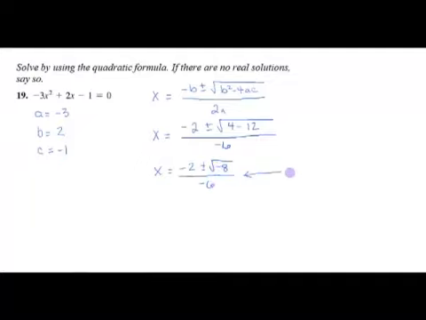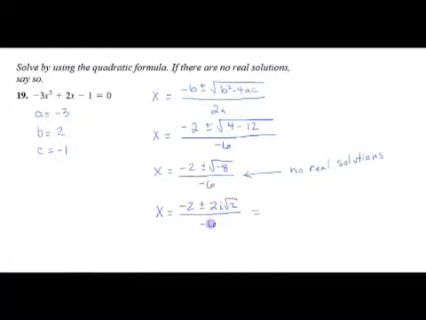Here we can see that we'll have no real solutions because we're being asked to find the square root of a negative. If we would like, we can go ahead and find the complex solutions and put them in a plus bi form. So if we did that, we'd have negative 2 plus or minus 2i square root of 2 all over negative 6.